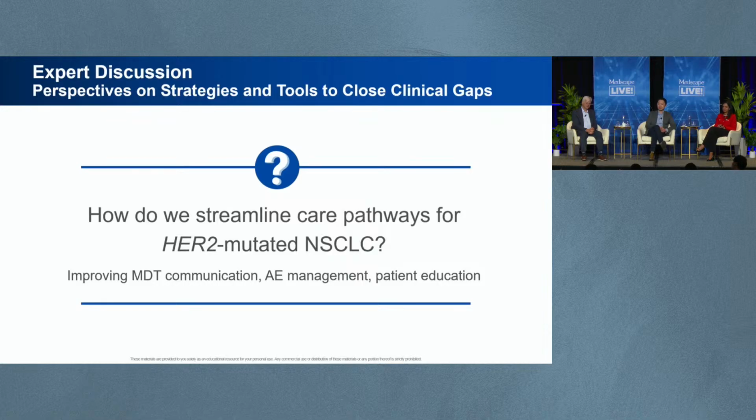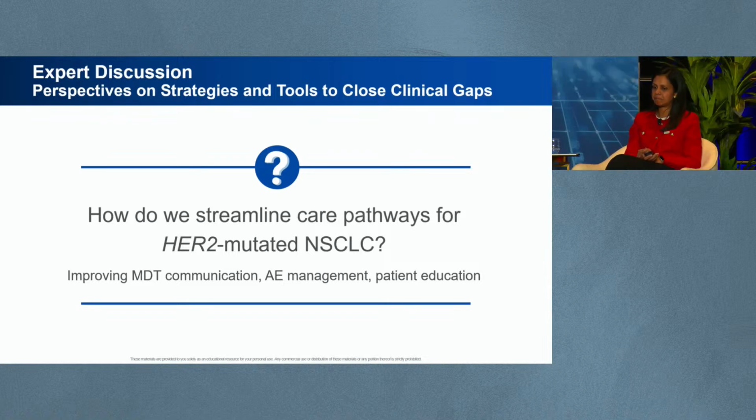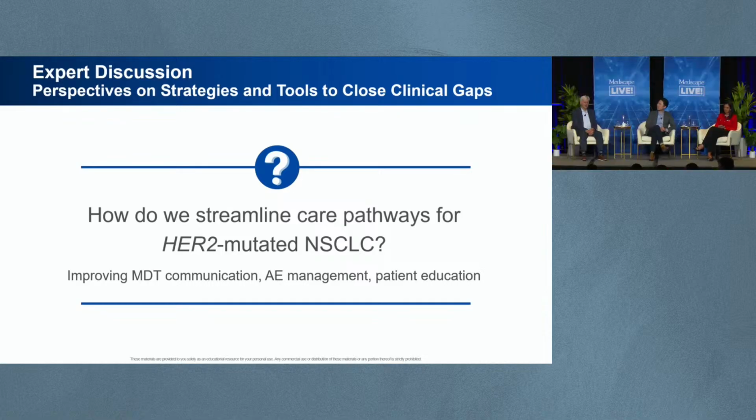Any thoughts on streamlining care pathways for HER2 mutant lung cancer? I know we talked about doing complementary testing with liquid and tissue to identify these patients. But what else can we do? What strategies and tools maybe have to really take care of these patients across the continuum? Balazs, your thoughts? Well, I think the biggest issue for them is to make sure that we identify them.